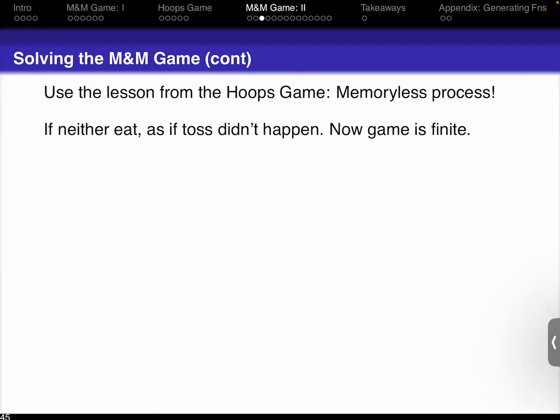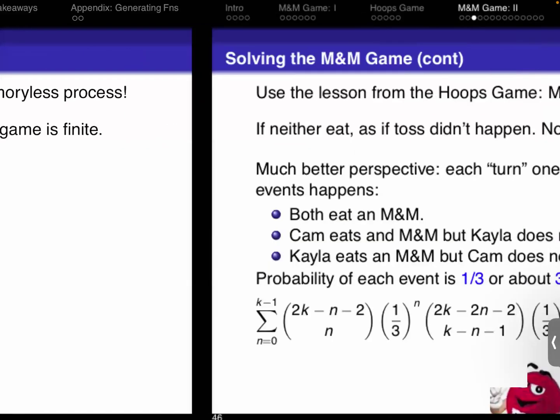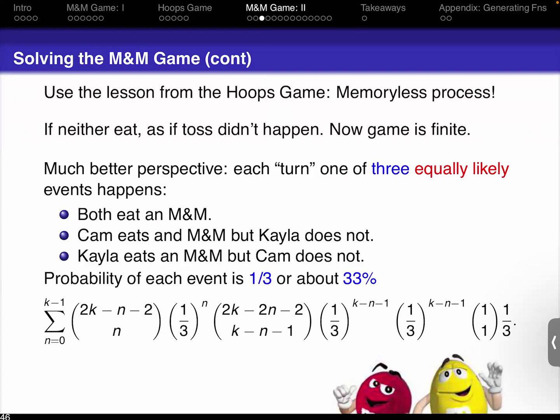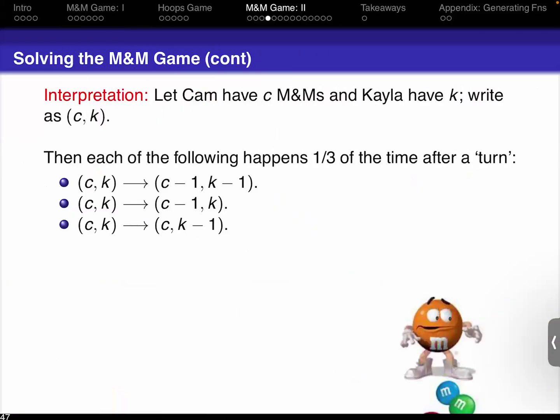Now the game is finite. Why is the game finite? We start with 2k M&Ms, and on each turn, at least one M&M is eaten. So we've now reduced it to a finite game. And so now I'm not going to do the calculations. I will leave it to you to show that this is the probability of ending in a tie. Absolutely wonderful. We've reduced an infinite problem to a finite problem that I can calculate exactly in a very small amount of time. Okay.